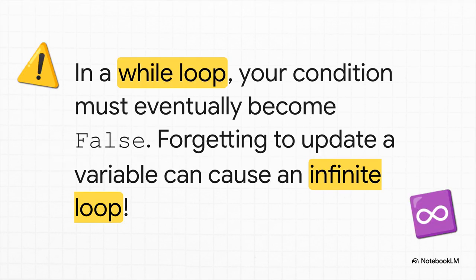Okay, here's a huge piece of advice for while loops. You see that little line there, count plus equals 1? That is everything. It's your escape hatch. If you forget that line, count will always be less than 5, the condition will always be true, and your loop will run forever, totally crashing your program. You have to give your while loop a way out.